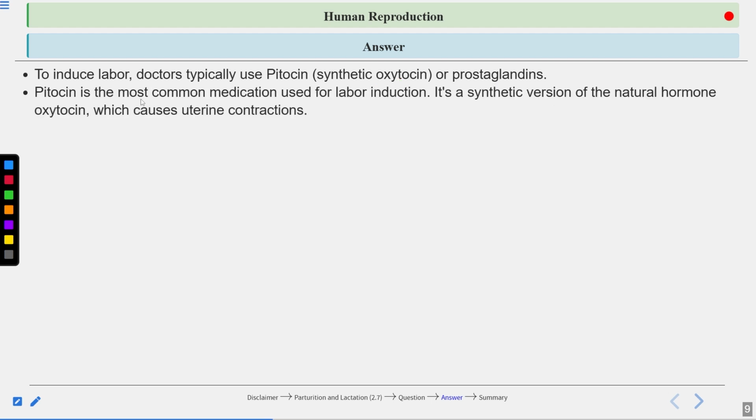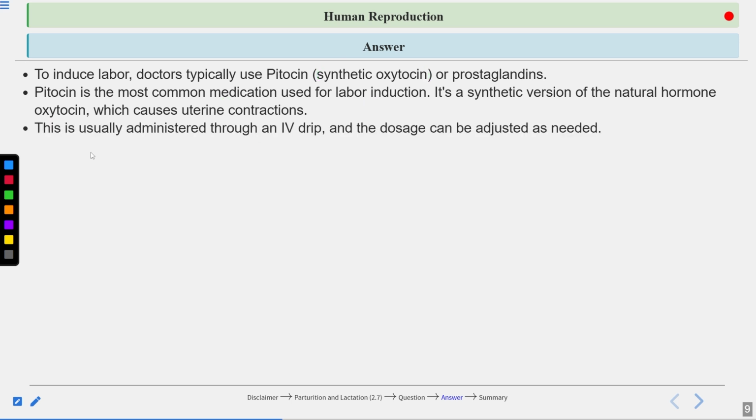Now, pitocin is the most common medication used for labor induction. It's a synthetic version of the natural hormone oxytocin, which causes the uterine contractions. So pitocin is nothing but synthetic oxytocin, not natural, it is synthetic. This is usually administered through IV drip, meaning intravenous drip, and the dosage can be adjusted as needed.